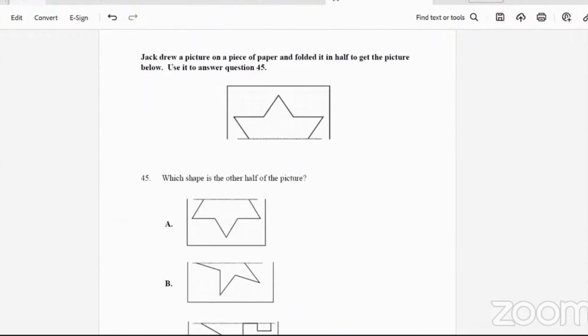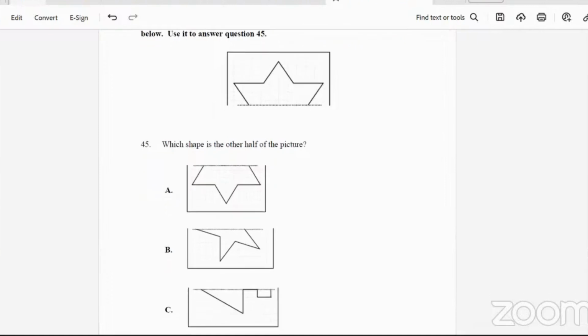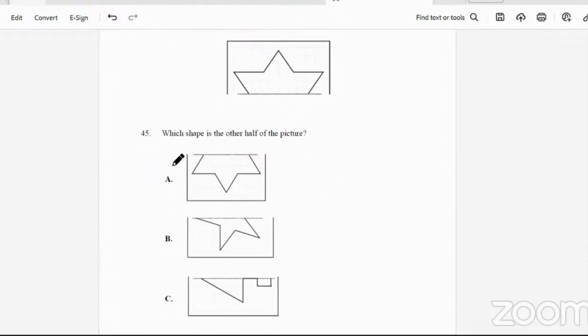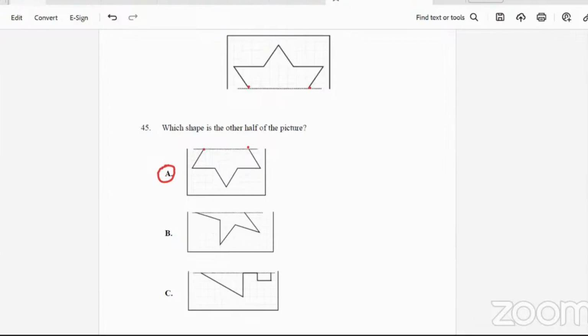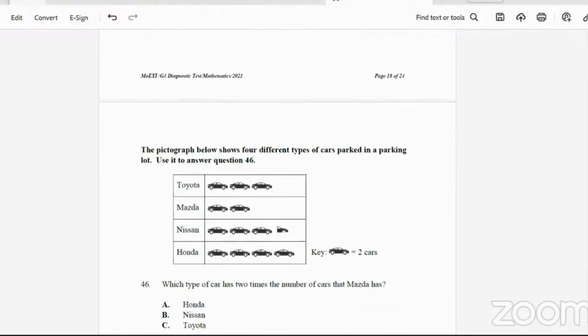All right, so question 45. Jack drew a picture on a piece of paper and folded it in half to get the picture below. Use it to answer question 45. Which shape is the other half of the picture? Of course, it's pretty obvious that the other half of the picture is A. Pretty much where you folded the paper right here, we can see the same line here. So that's A. The answer is A.